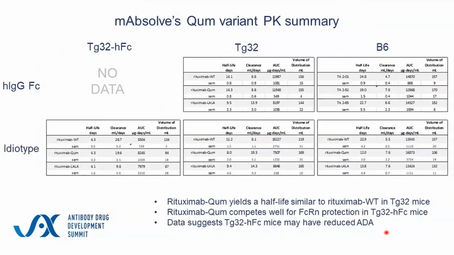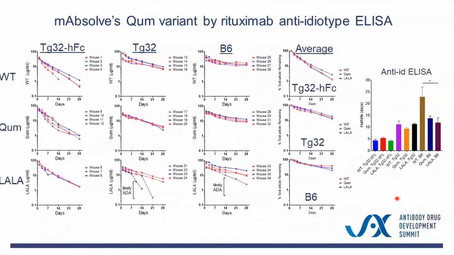And here's a summary of the PK data, and I'll just summarize that as the QUM yields a half-life similar to the rituximab wild type in TG32 mice, so that variant does not impact the PK, and the QUM competes well for FcRn protection in the TG32 HFC mouse. And that's this here. It's yielding very similar outcomes, and you can see it here as well.